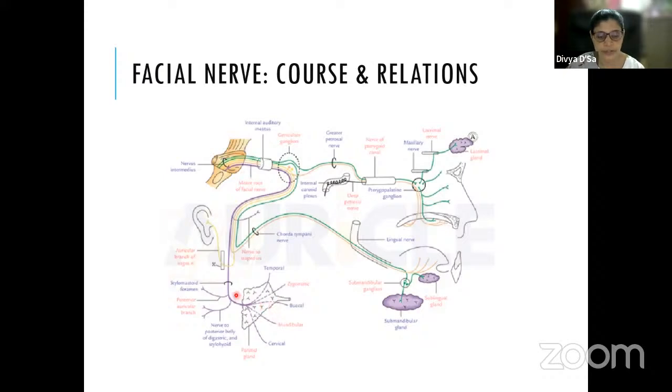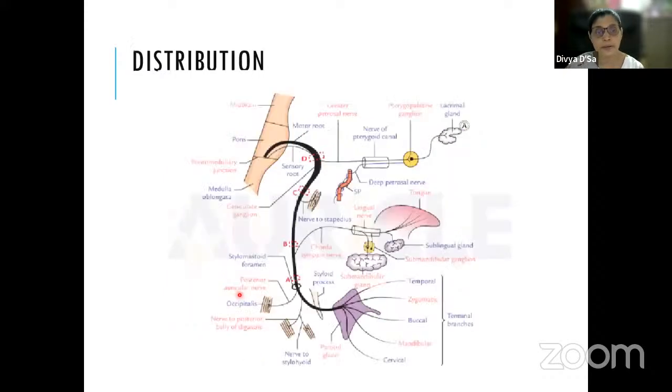So the facial nerve here, if we see the branches, once it comes here, it has the sensory part. So first it gives the greater petrosal nerve. Where is this given? This is given within the middle ear. So, the greater petrosal nerve.